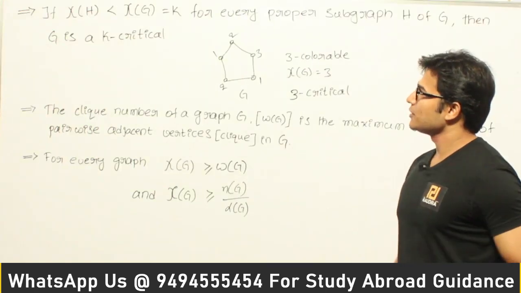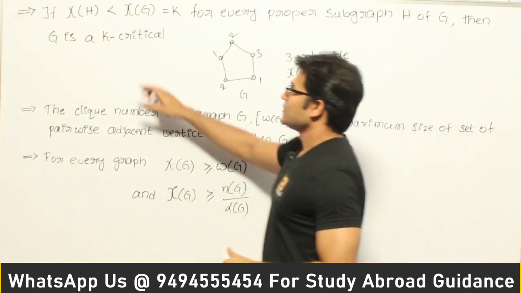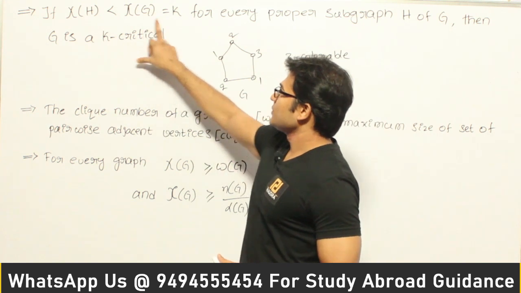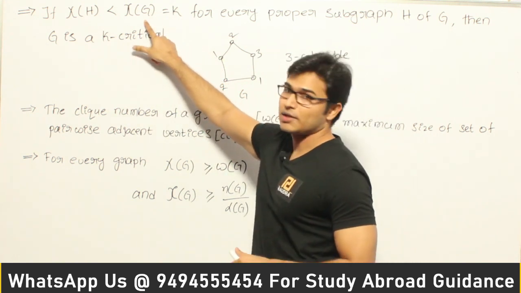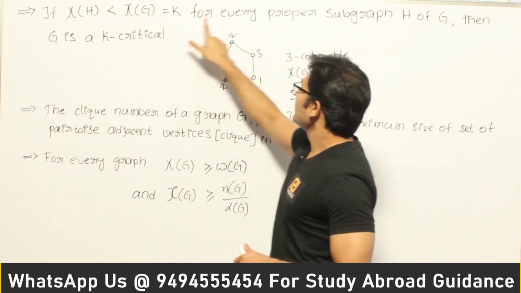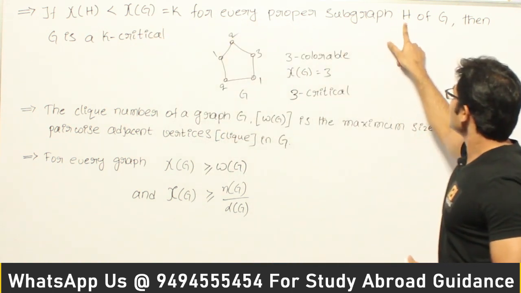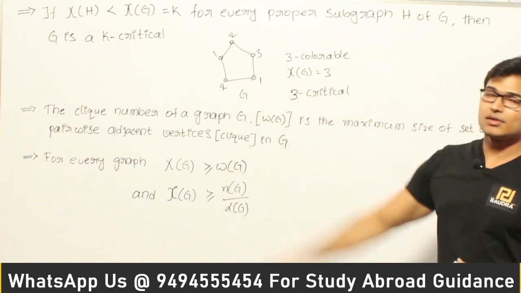Let's see these points on the chromatic number. If χ(H) is less than χ(G) = k, which means if a graph has a chromatic number k, then for every proper subgraph H of G, G is k-critical.